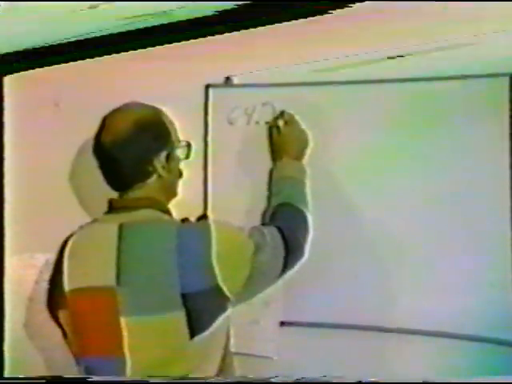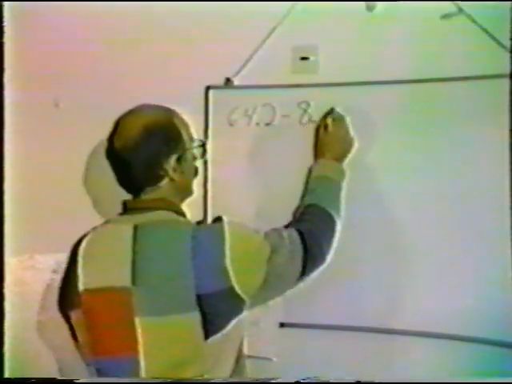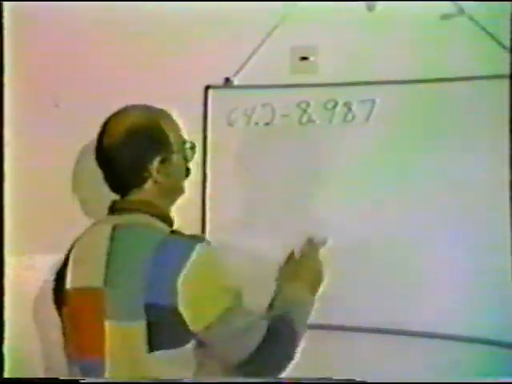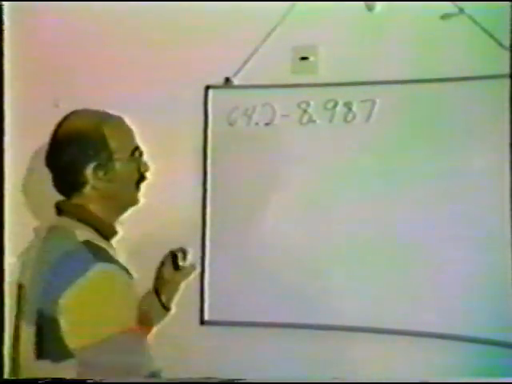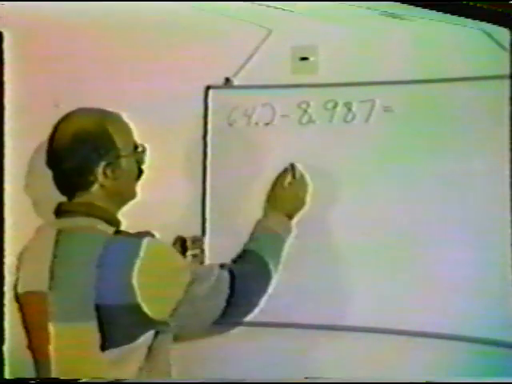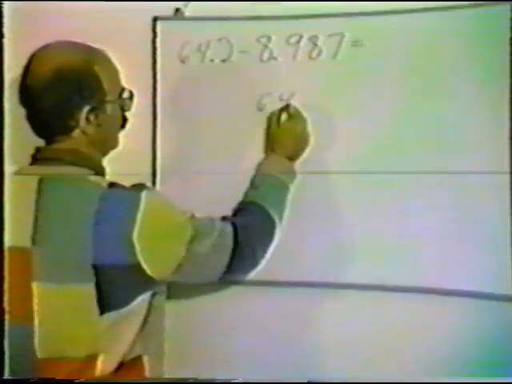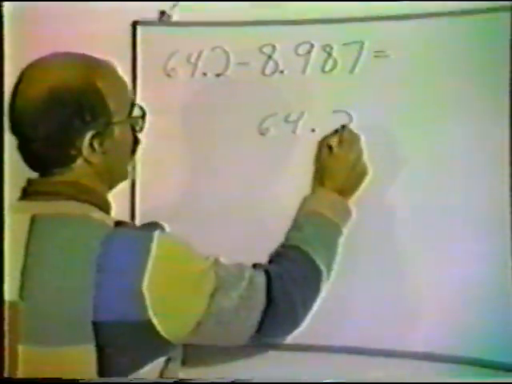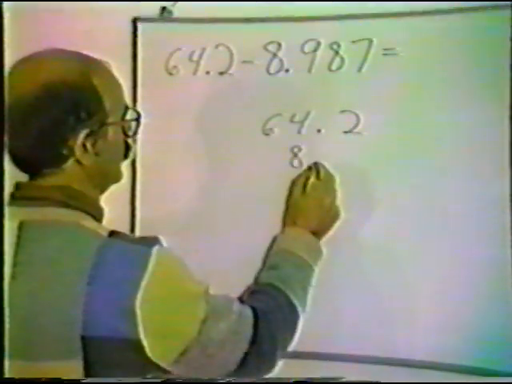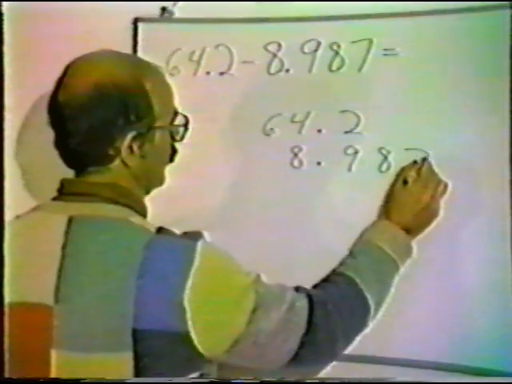64.2 minus 8.987 equals what? Read the first number for me. 64 and 2 tenths. And read the second one. 8 and 987 thousandths.